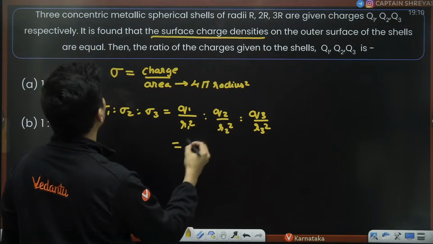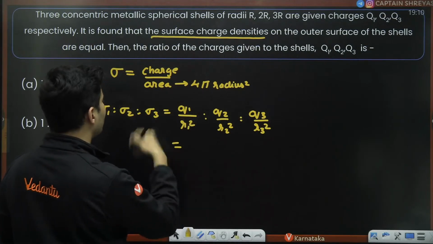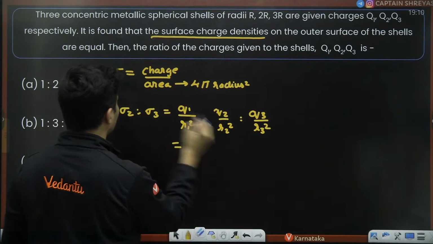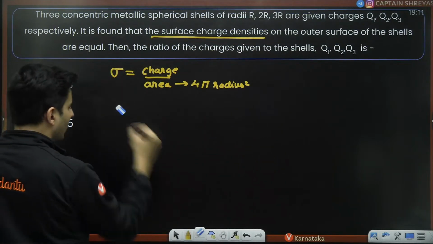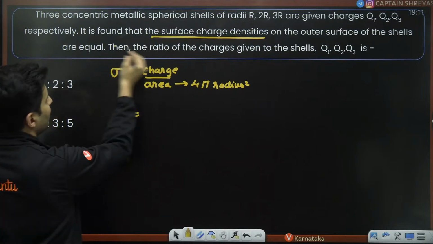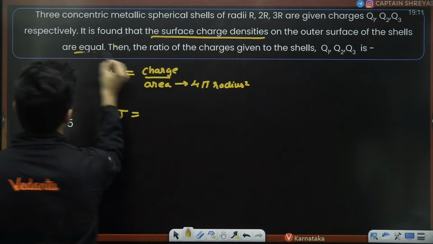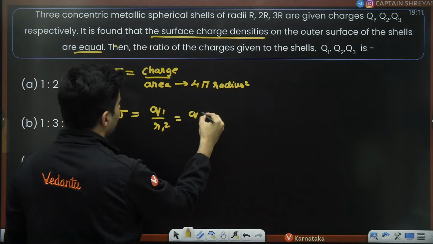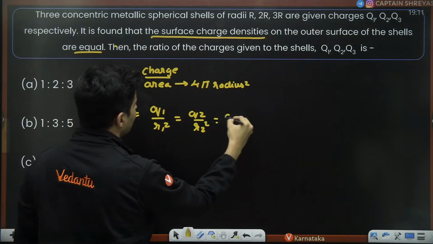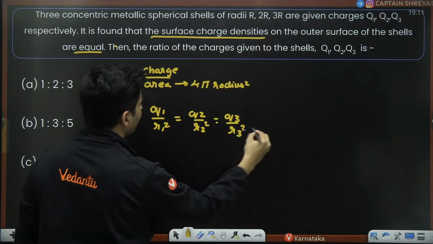Q1, Q2, Q3 what is the ratio? Oh, that is what you have to find. All right. Okay. So we don't have to find sigma 1, sigma 2, sigma 3. My bad. Sorry. So sigma is the same. The surface charge density is equal. So charge 1 by R1 square, charge 2 by R2 square, charge 3 by R3 square.